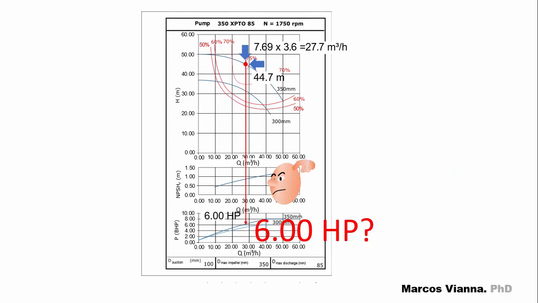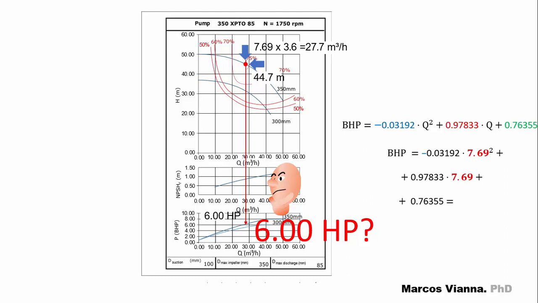Now, this is what we have to do to find the power. We trace a vertical line from the operating point to the BHP curve and find 6 HP, maybe a little more, I'm not sure. But if we use the BHP equation, we just substitute the values and find 6.4 HP.